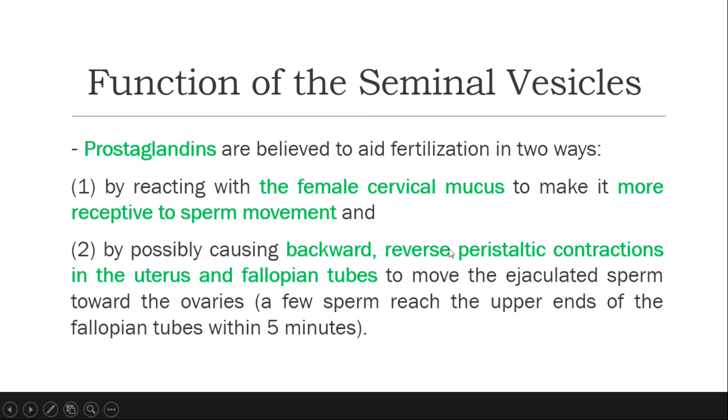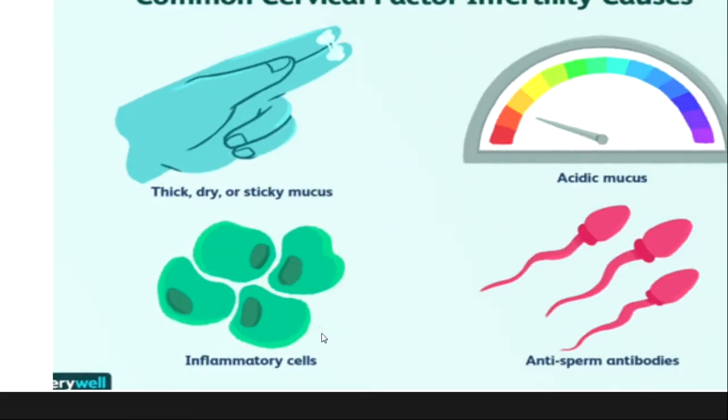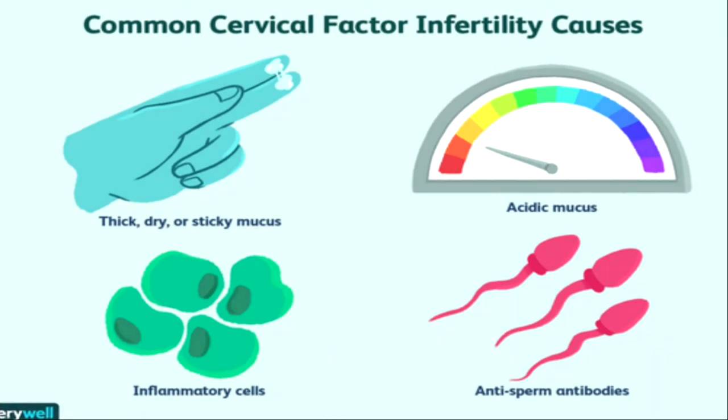Yun yung key point ng slide na to. Saka, sabi rin dito, a few sperm reach the upper ends of the fallopian tube within 5 minutes because of this. Okay? Because of this action of the prostaglandin. So, pwedeng ma-reach agad yung ovum within 5 minutes because of prostaglandins. Okay? And then, mga nice to know lang din.